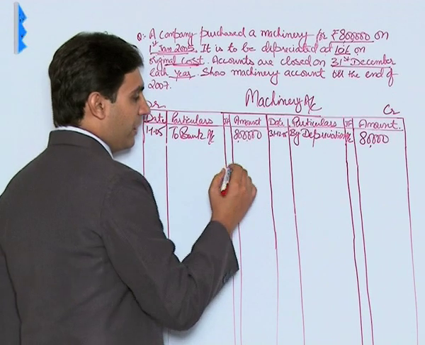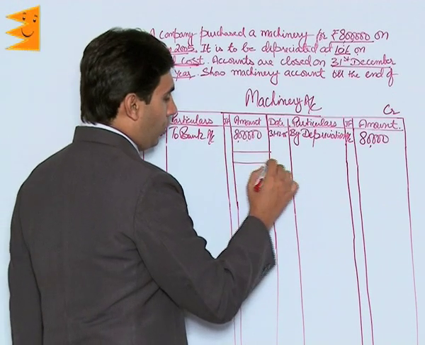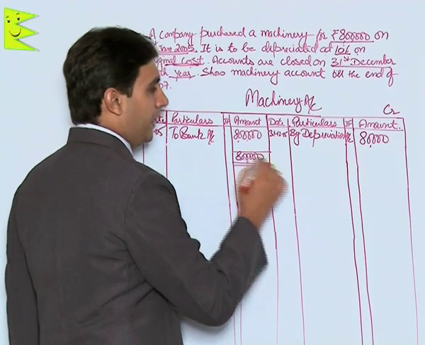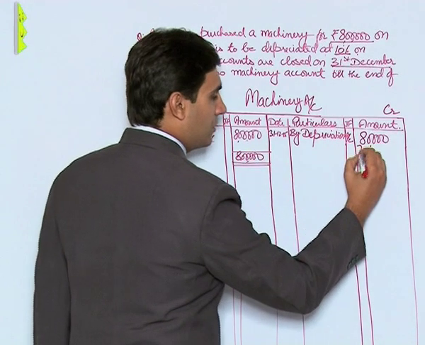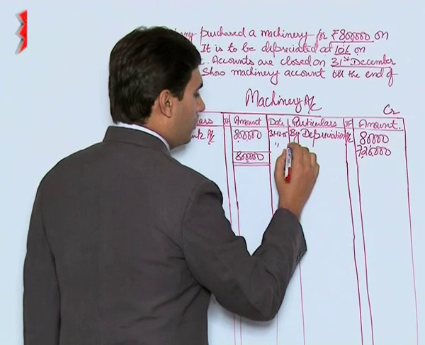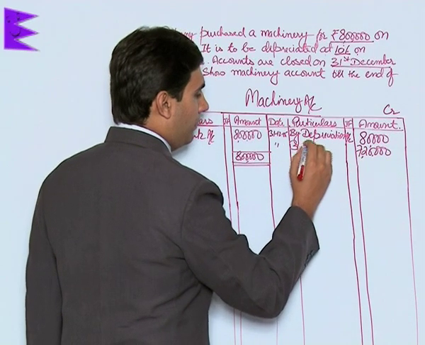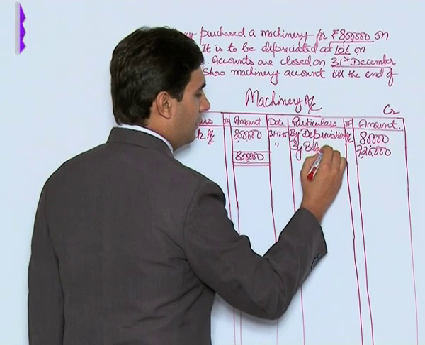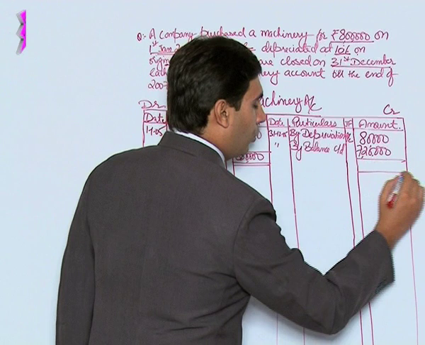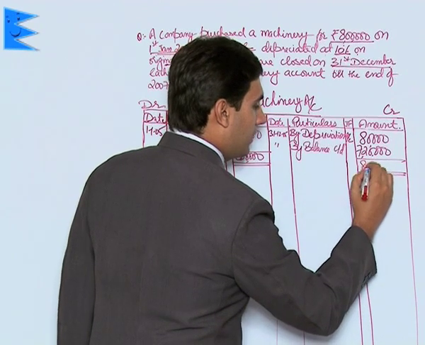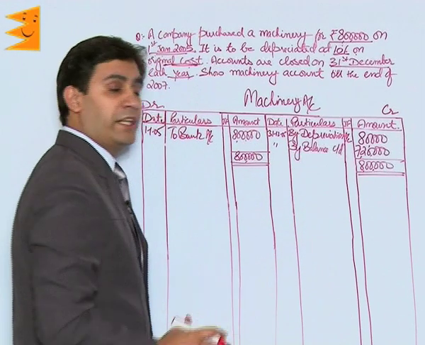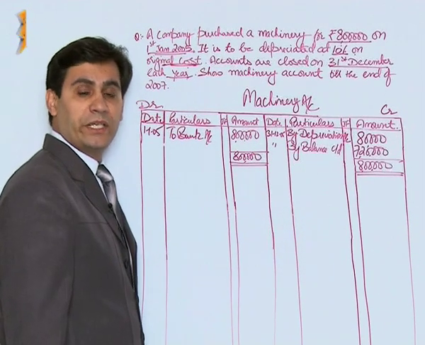So the balancing of account would be done. The total on the debit side is 8 lakh. 8 lakh minus 80,000 comes to 7 lakh 20,000. So it would be by balance carried down and the total on both the sides is 8 lakh. Now students, the entries for the year 2005 are complete.